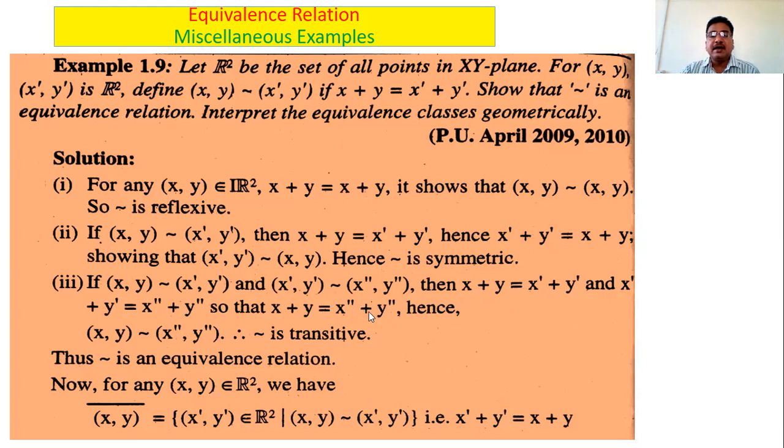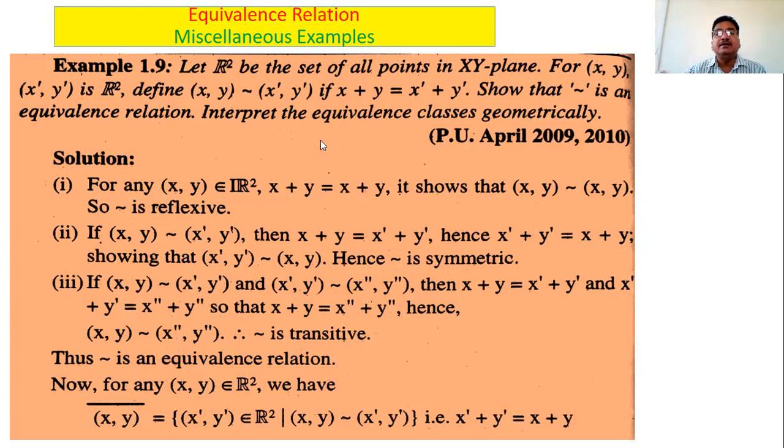Means x + y = x'' + y'', and this means (x, y) is related to (x'', y''), and therefore this relation is transitive, because one element is related to the second, and the second is related to the third. Then we have the first related to the third, and therefore the relation is transitive. And hence the relation is an equivalence relation, because the relation is reflexive, symmetric, and transitive.